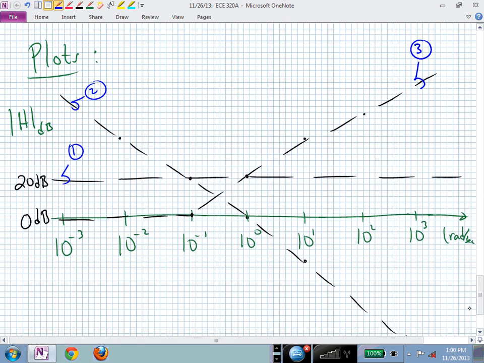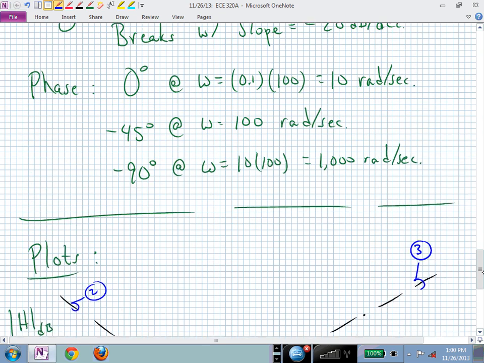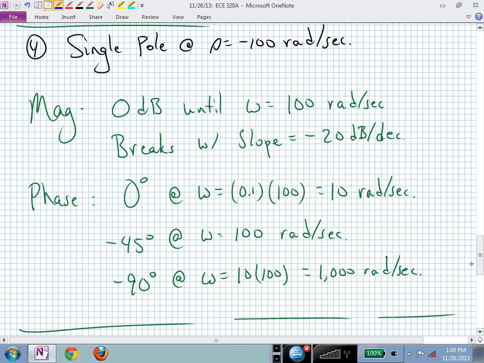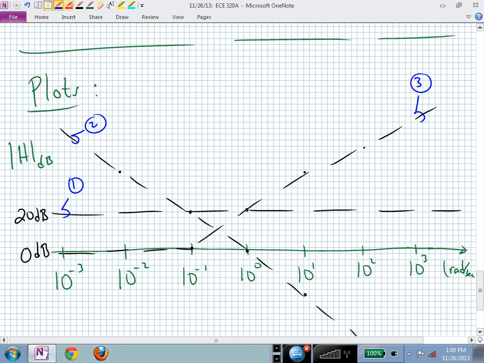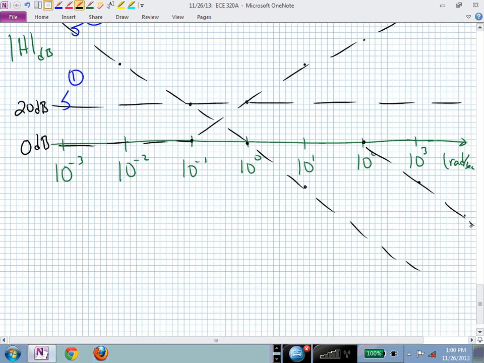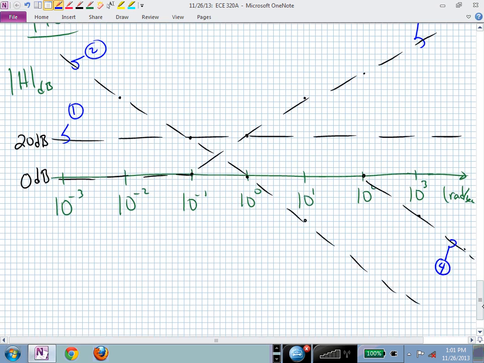Where's my last term? That's my pole at 100. It's going to be flat until I reach 100, which is over here, and then it goes down 20, 40, etc. So there is my last term's contribution.